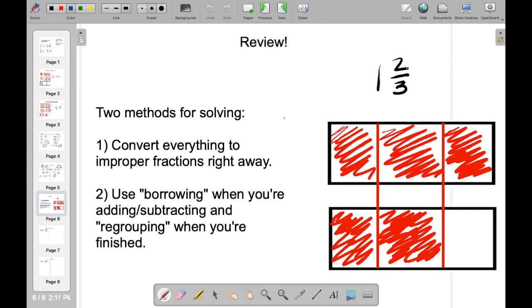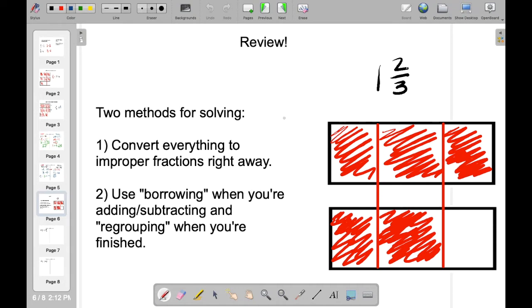This is the review video for adding and subtracting mixed numbers. If you have not watched the original video on that skill, make sure you go back and do that right away. For everyone who is on the review video, we covered three main things in that video.